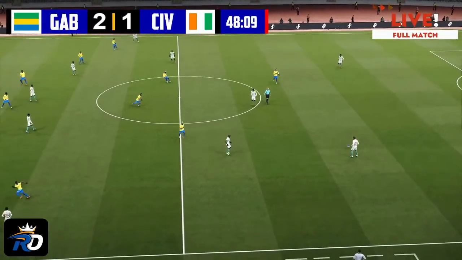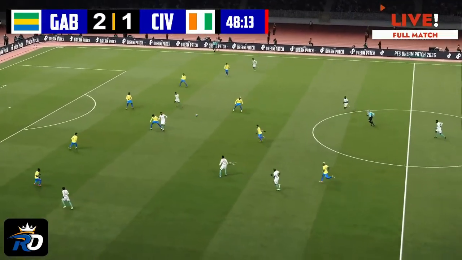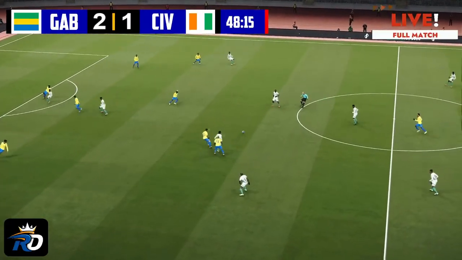Ivory Coast advances. We're at 3 minutes and a fraction. Gabon is winning 2-1 for now.